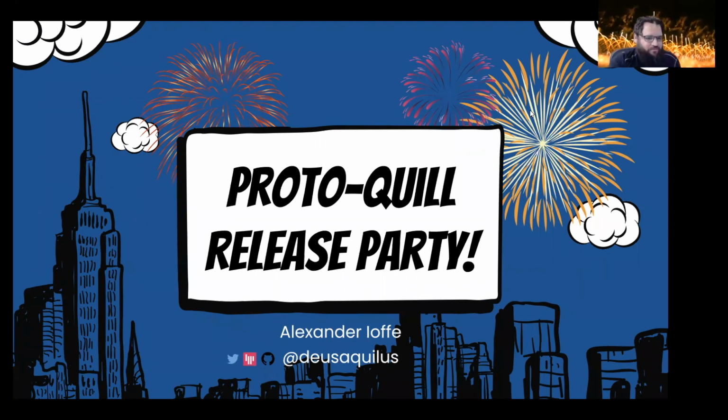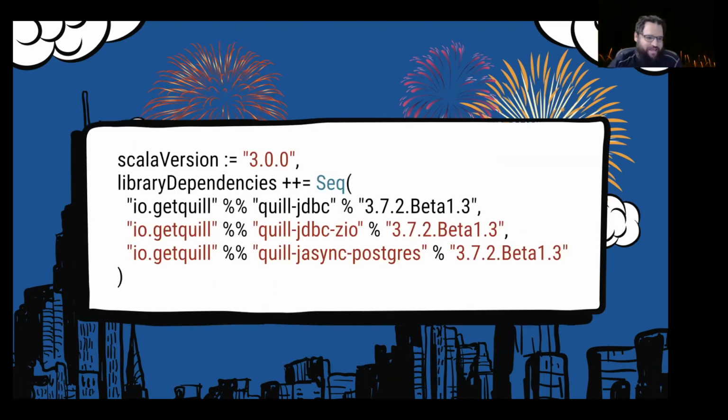So, by the way, this is a Quill release party, but we actually are already on beta 1.3. So this is the third beta that came out. Right now, we're supporting the regular synchronous JDBC contexts, the ZIO contexts for all the databases, by the way, as well as Async for Postgres. Monix context, Cassandra context, all of that is coming very, very soon.